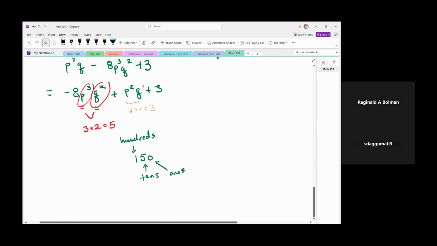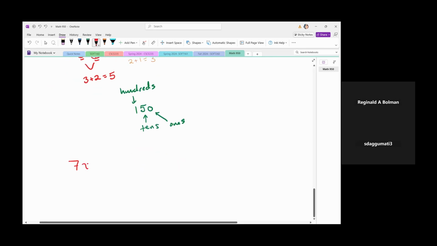Another example, if you had something like 7x cubed plus 3x plus 5, they ask you what is the degree of the polynomial. You would say that this is a polynomial expression of degree 3, since your highest exponent happens to be a term raised to the third power. So that is our highest exponent. So we would say degree 3.